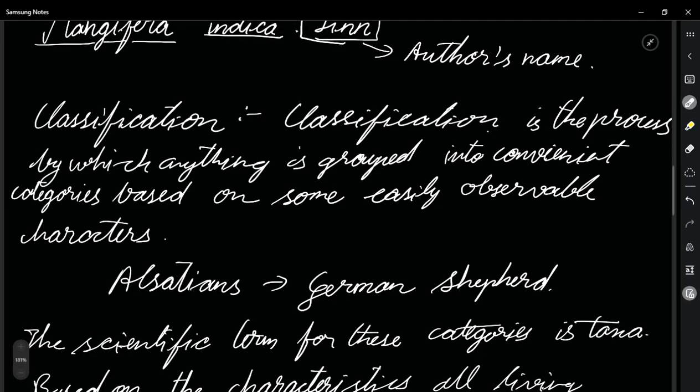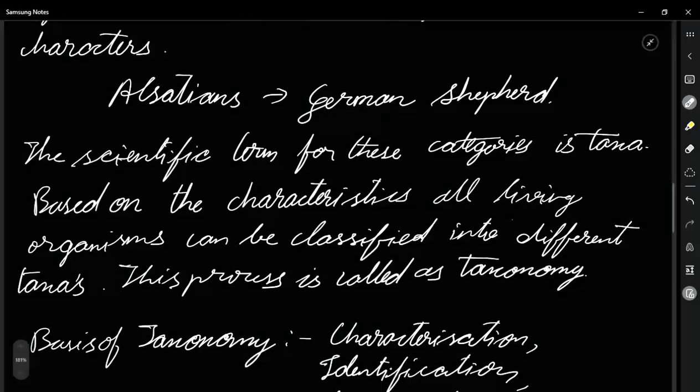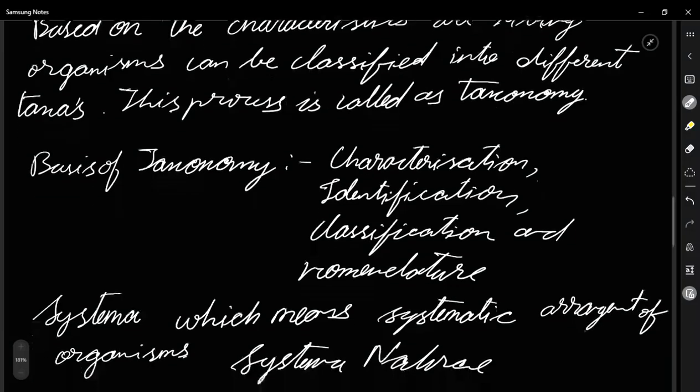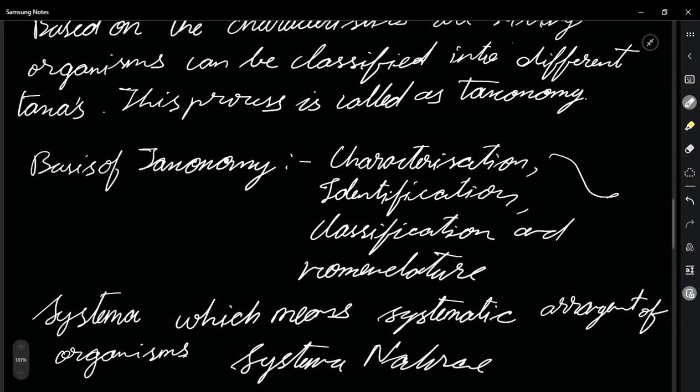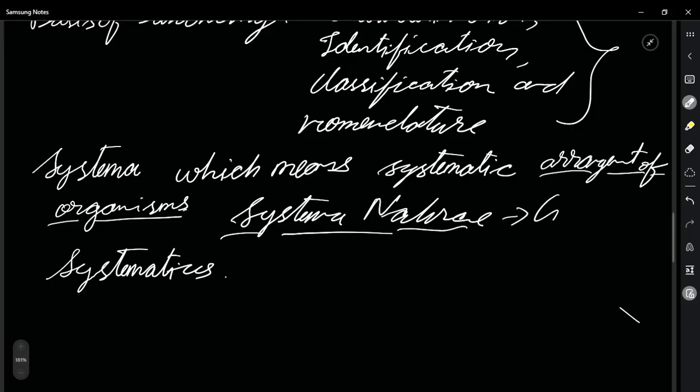Classification also, it is a process by which anything is grouped into convenient categories. Then we have Alsatians, German Shepherd, scientific terms, taxa, and basis of taxonomy. These four are important, remember this. And systematics, not systema. Systema is derived from Latin. Systematics refers to the arrangement of organisms, and Systema Naturae was written by Carolus Linnaeus.